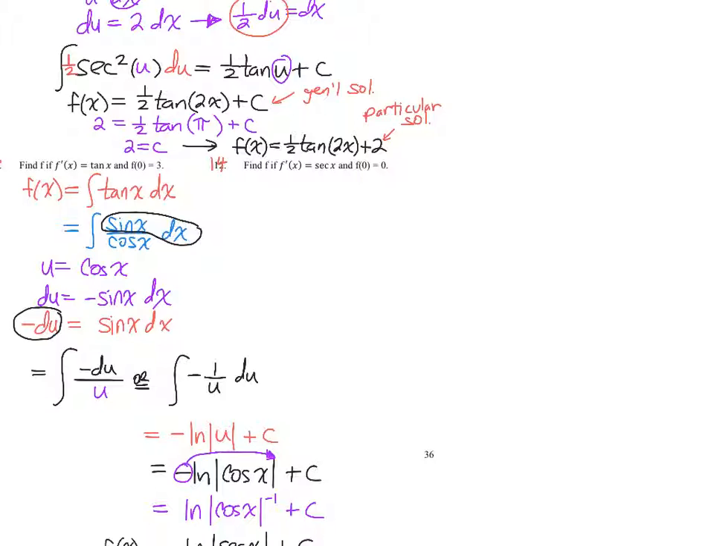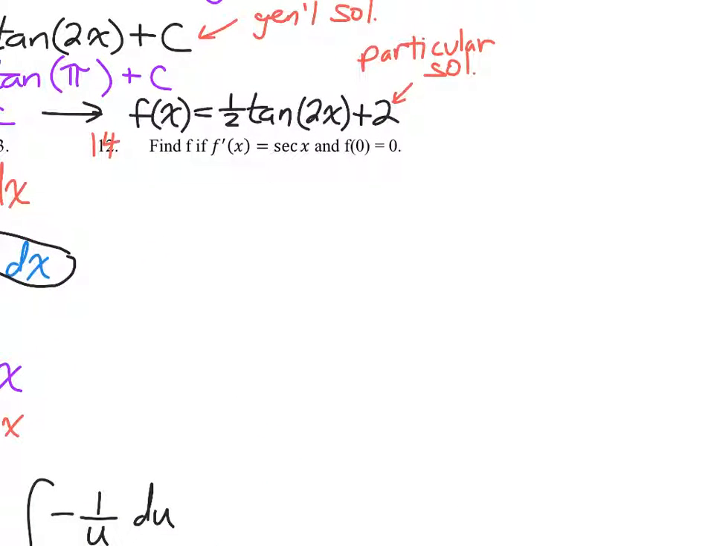For number 14, I'll set you up with what'll seem like the most ridiculous substitution ever, and then I'll leave you to do the rest, and then we'll take a break. All right, well, on your own. You don't have to do it here. We're going to find the antiderivative of secant of x dx.